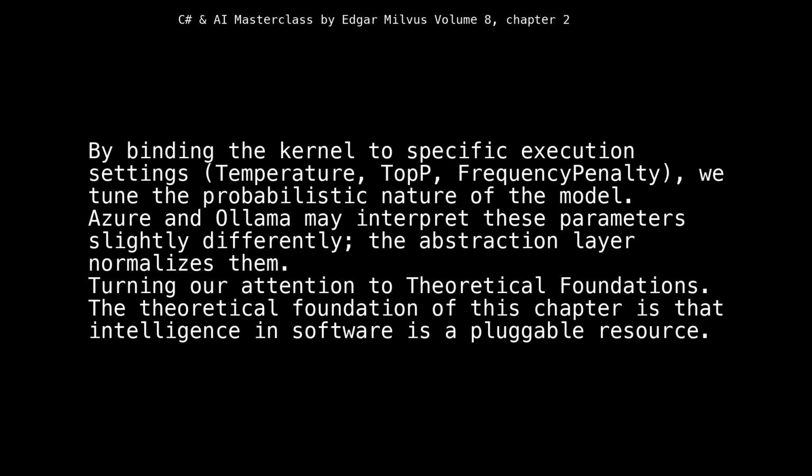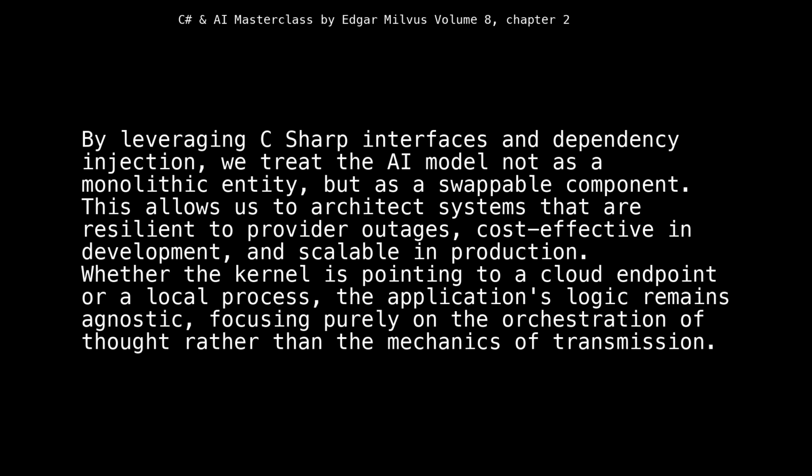Turning our attention to theoretical foundations. The theoretical foundation of this chapter is that intelligence in software is a pluggable resource. By leveraging C# interfaces and dependency injection, we treat the AI model not as a monolithic entity, but as a swappable component. This allows us to architect systems that are resilient to provider outages, cost-effective in development, and scalable in production. Whether the kernel is pointing to a cloud endpoint or a local process, the application's logic remains agnostic, focusing purely on the orchestration of thought rather than the mechanics of transmission.